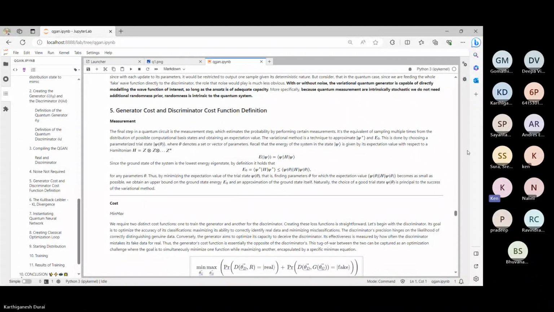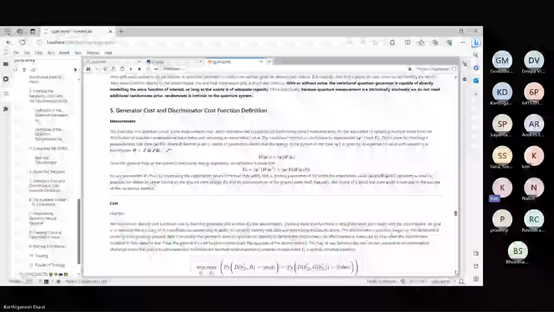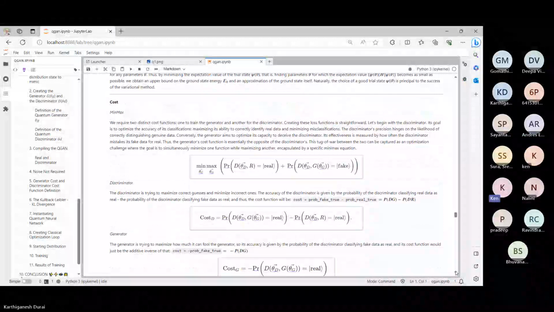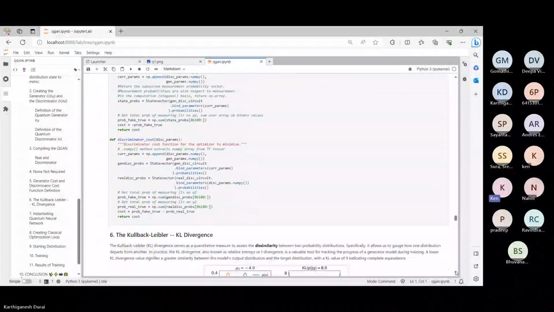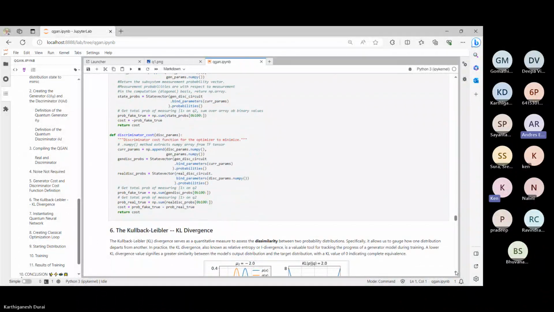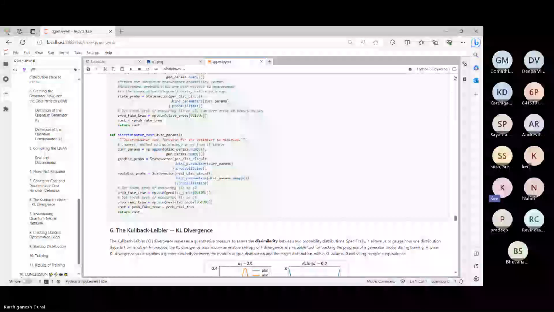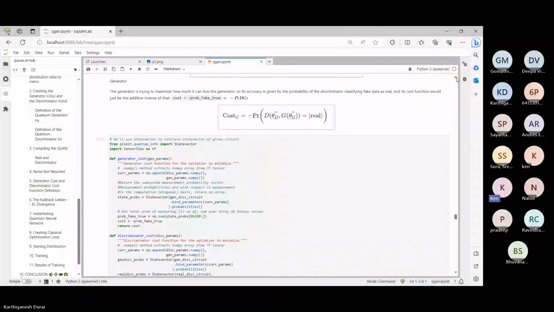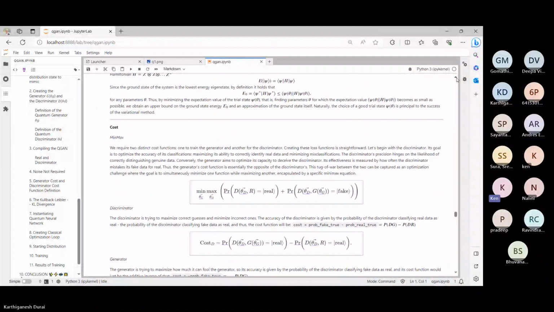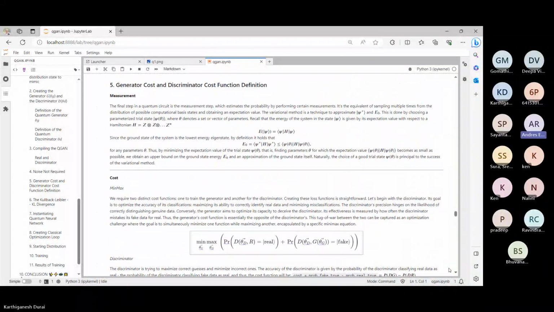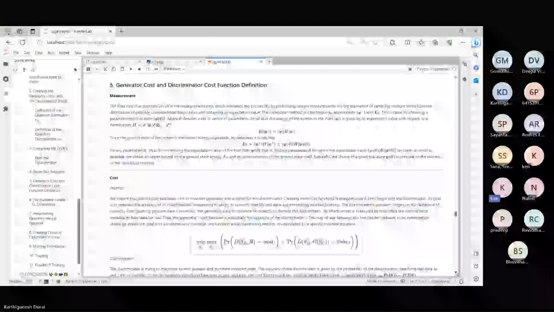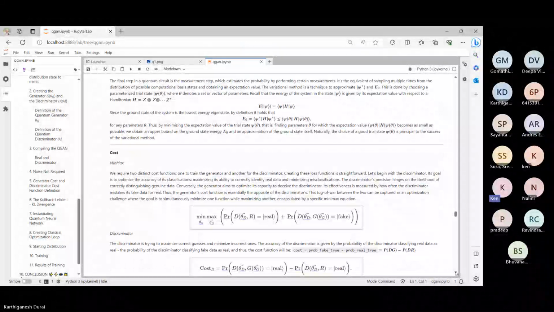So let's go down to cost. We could scroll down past cost. We've already defined our min-max. Yeah, generator. Oh, just go up to generator cost and discriminator cost. Just scroll up a little here for us. Yeah, right here. Oh, scroll down a little. I think there's a bit of a lag in there. Yeah, scroll down a little.